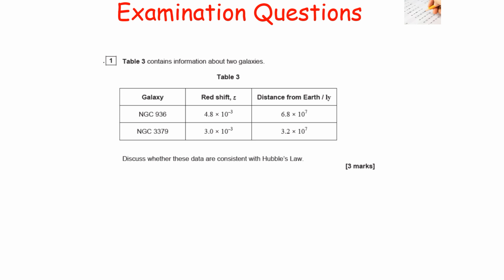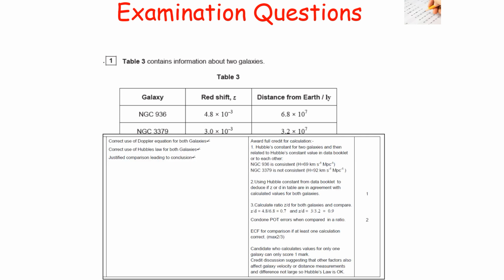Well, we know with Hubble's law that we can say, with our equation, that h is equal to z over d, for example, or you could also say that v is equal to hd, where h is the Hubble's constant and d is the distance. So if we're trying to show that Hubble's law is consistent, what we can therefore do is work out the values of h, the Hubble constant, for both of the galaxies and then lead to a conclusion.